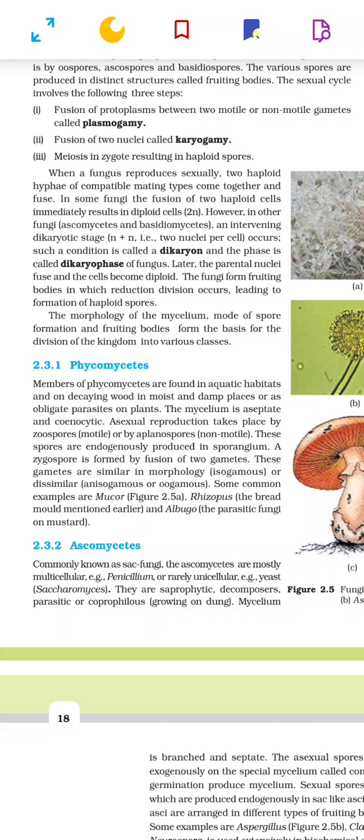Asexual reproduction takes place by zoospores, which are motile, and by aplanospores, which are non-motile. These spores are endogenously produced in a sporangium. A zygospore is formed by the fusion of two gametes. These gametes are similar in morphology, isogamous, or dissimilar, anisogamous or oogamous. Some common examples are Mucor, figure 2.5a, Rhizopus, the bread mold mentioned earlier, and Albugo, the parasitic fungus on mustard.